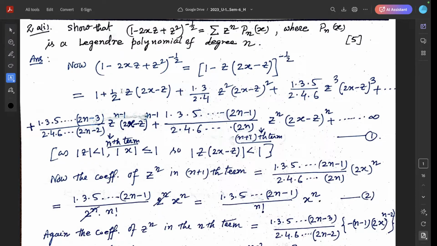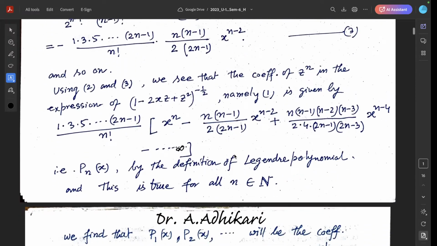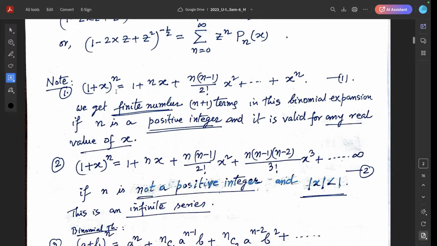So by binomial expansion, we get this infinite series: 1 plus 1/2 z(2x minus z) plus (1 into 3)/(2 into 4) z squared (2x minus z) whole squared, plus so on. Actually, this is the formula: (1 plus x) to the power n is equal to 1 plus nx plus, and so on.